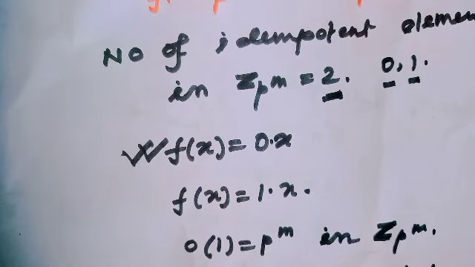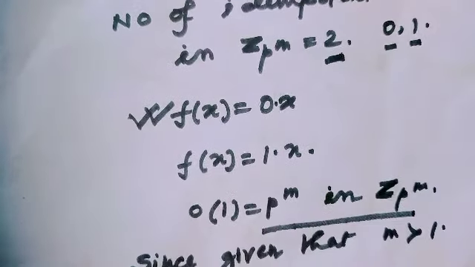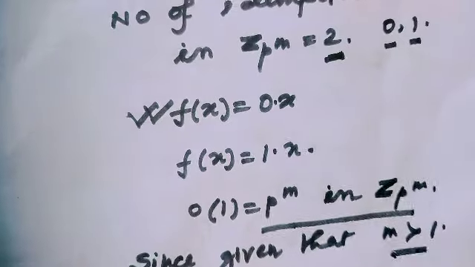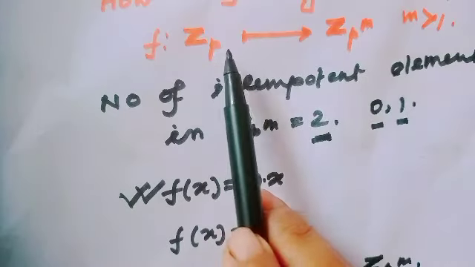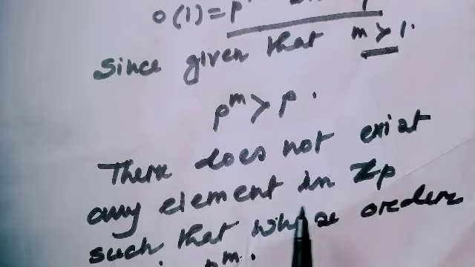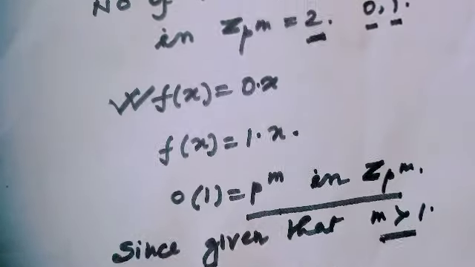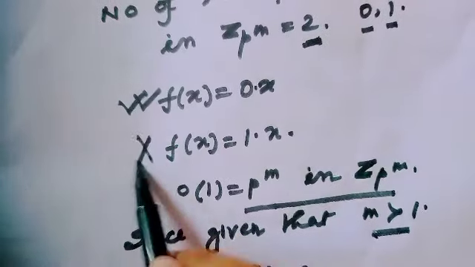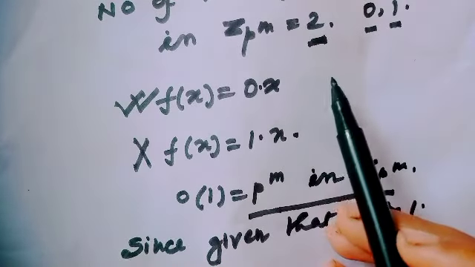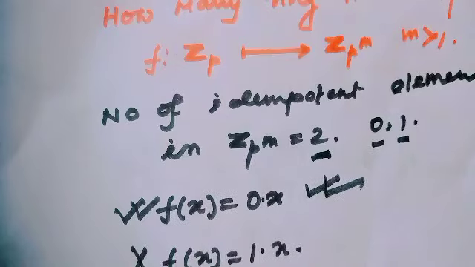We all know the order of 1 in Zp to the power m obviously would be p to the power m. And since m greater than 1, that means p to the power m is obviously greater than p. And here the ring homomorphism is from Zp to Zp to the power m. In Zp, there does not exist any element of order p to the power m. So, this ring homomorphism is not possible. The only possibility here is the trivial homomorphism. Are you getting the method? Well.